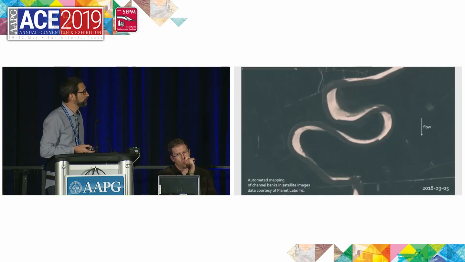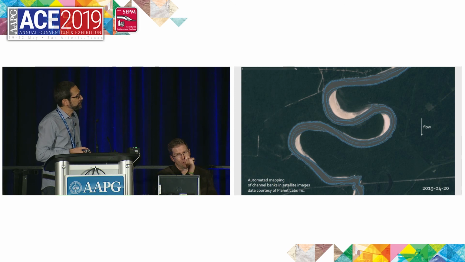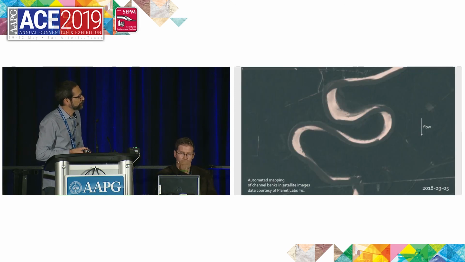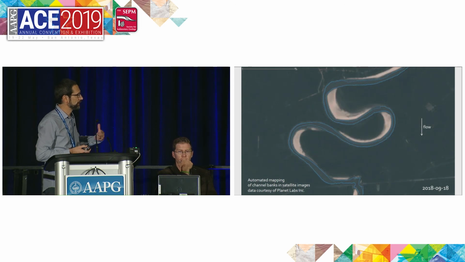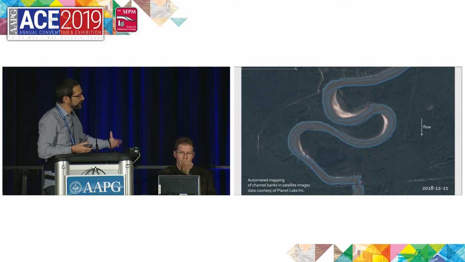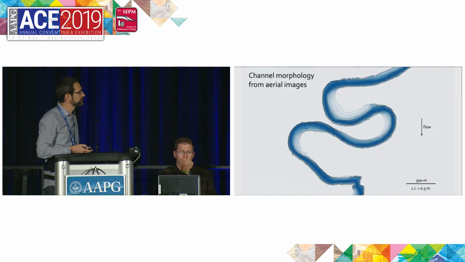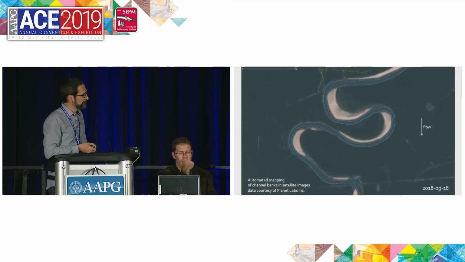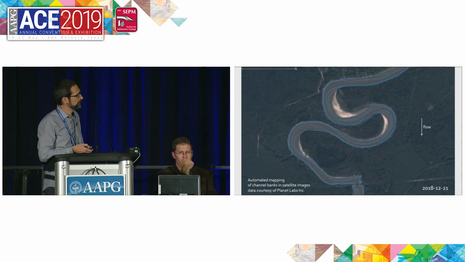In fact, we can go further than just extracting center lines and banks. If we do that over and over again on the same image, then we can try to extract the morphologies of channels, like I'm showing here on the Trinity River in Texas.